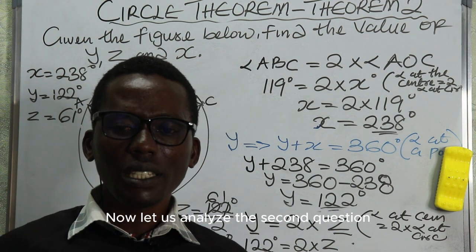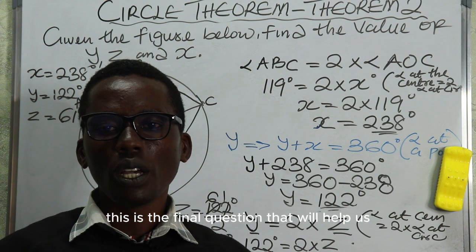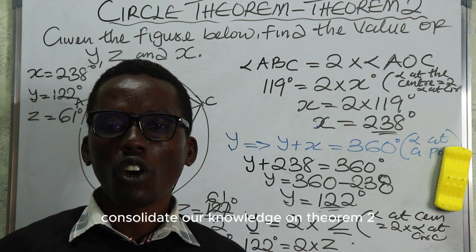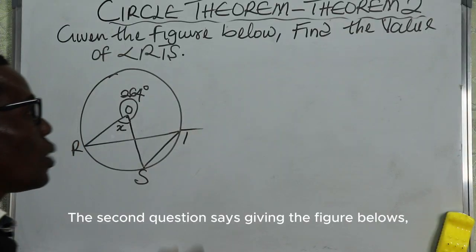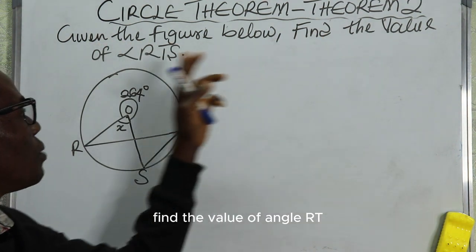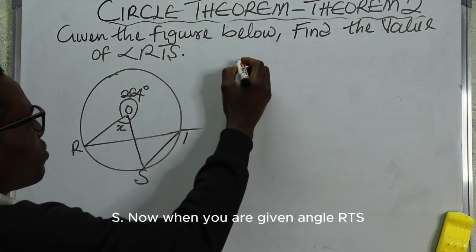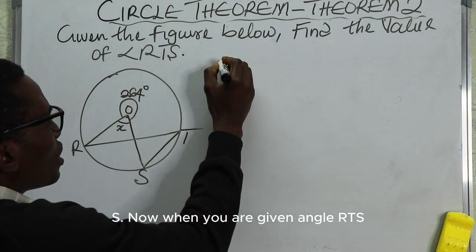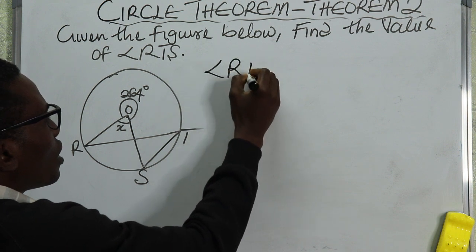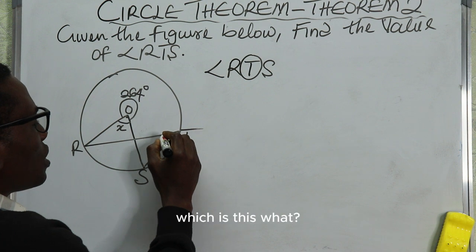Now let's analyze the second question. This is the final question that will help us consolidate our knowledge on Theorem 2. The second question says, given the figure below, find the value of angle RTS. Now, when you are given angle RTS, that means this is the angle you are looking for, which is this what?